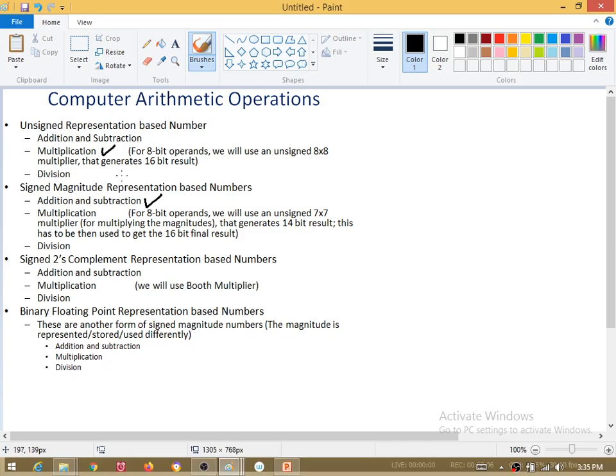Okay. Now what we would like to look at now is the multiplication. Here we would like to take a look at this. How do you do multiplication for signed magnitude numbers? Okay. So the multiplication for signed magnitude numbers is very similar to the multiplication of unsigned numbers to a certain extent.